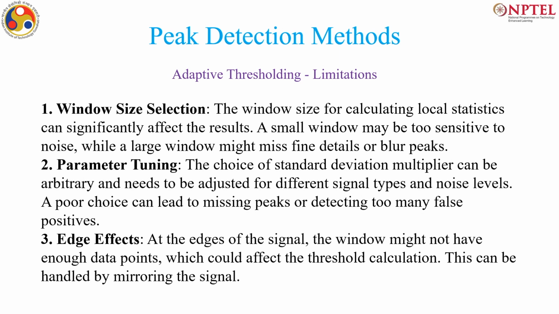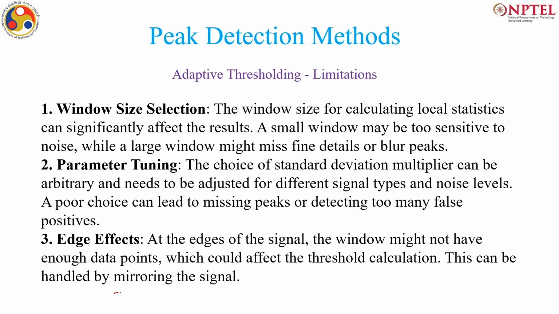And of course, this does not address the issues of edges, specifically if you are using windows. With windows there will be a lot of edges. For each window there will be 2 boundary values or edge values. So how to handle them is again a question. One way is mirroring the signal, like using a small portion of the boundary region and mirroring it and seeing whether you get a peak or not.